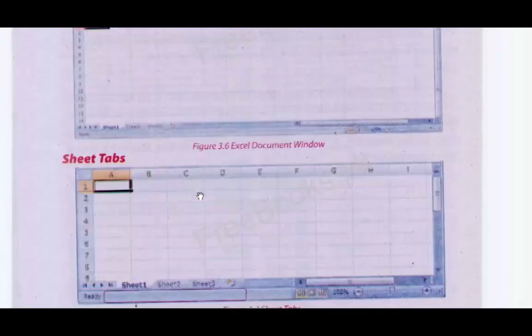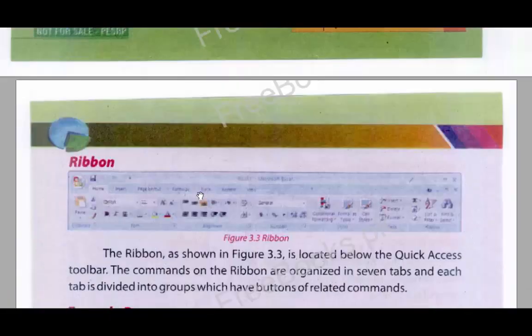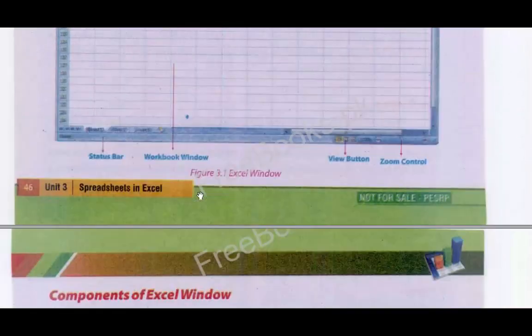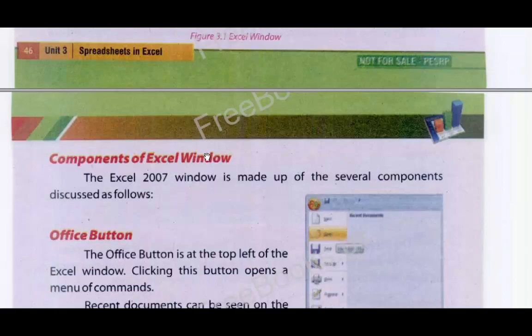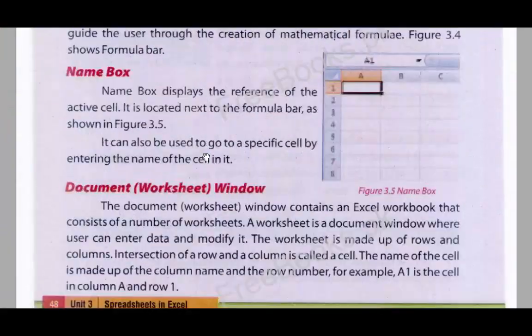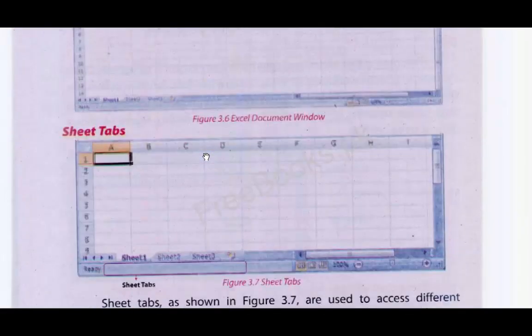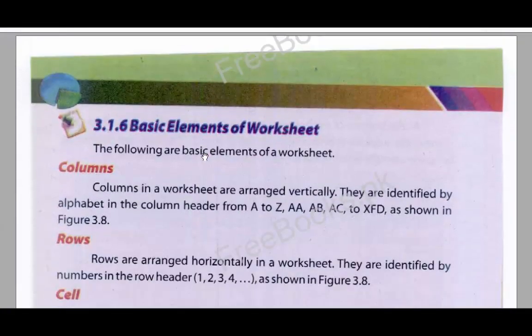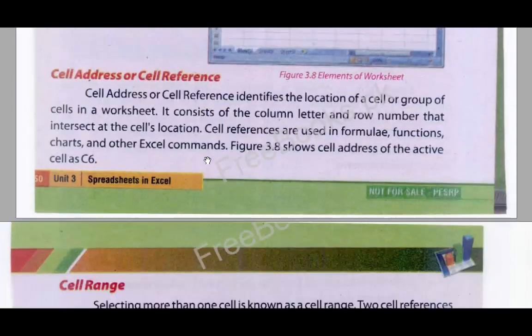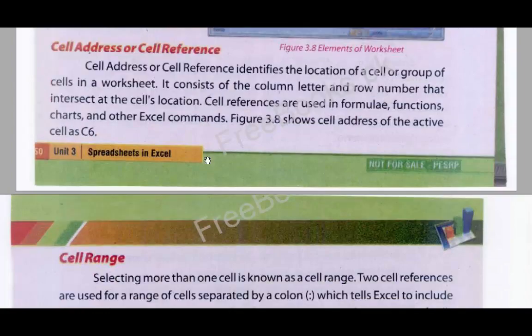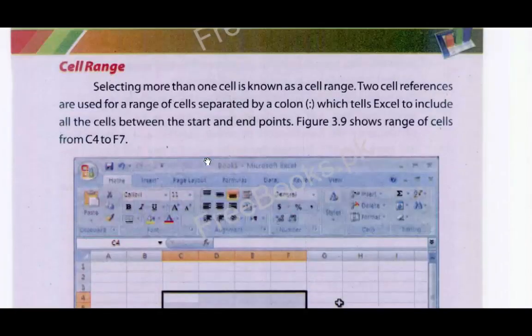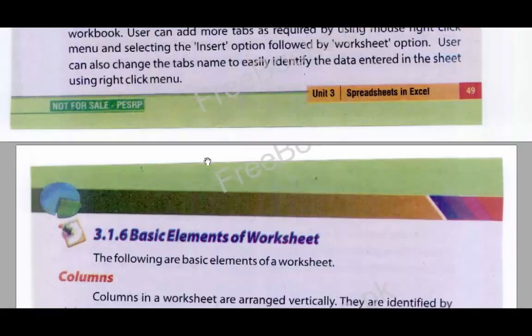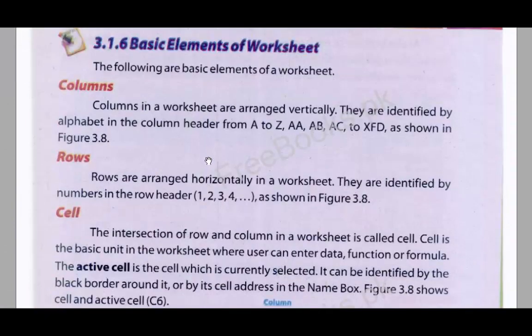With this, our topic of component of Excel window is completed. So now we can move on to the next topic, what is basic element of worksheet. Basic elements of a worksheet are column, row, cell address, or cell reference, cell range, etc. We will study them and deal with what they are.